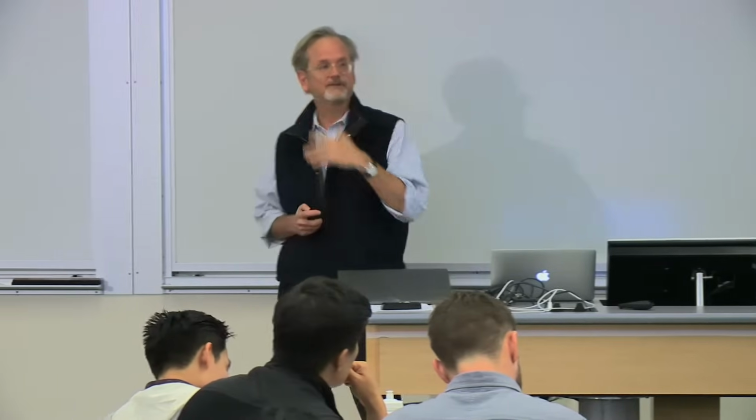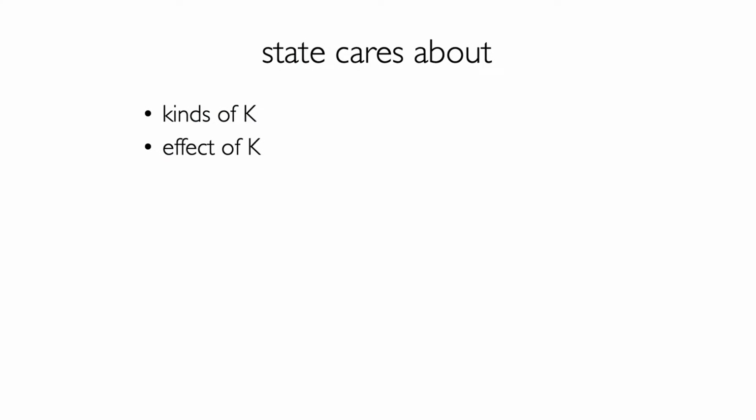You can have contracts for the sale of tables. You can't have contracts for the sale of people, though you can sell dogs for reasons I can't understand. But the point is, we are deciding which type of things can be sold and which kind of things can't be sold. The state cares about the effect of the contract.